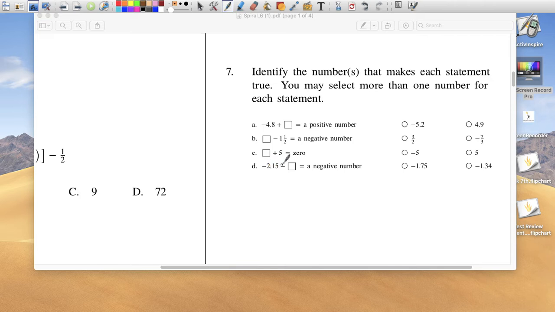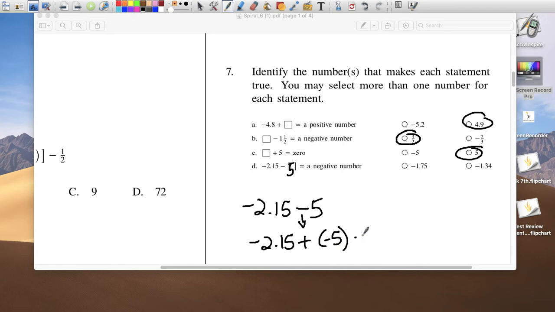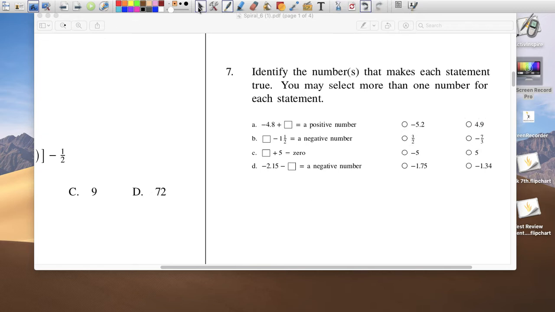And negative 2.15 minus a number equals a negative number. So negative 2.15 minus, and over here I want to put any of these numbers right here. This works, and this works. So I'm going to put 5 over here in the box. If I put 5 over here, think of what that means. It's negative 2.15 plus, I'm going to change that to addition, right? And that becomes negative 5, because we're really adding a negative number. So that would give me a negative answer. So 5 would work, 3.5 would work, and 4.9 would work.